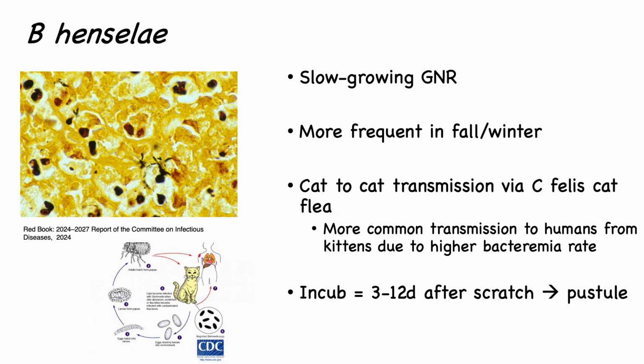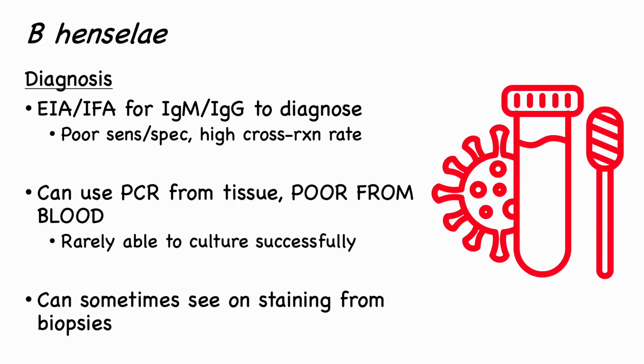From a micro perspective, Bartonella is a slow-growing gram-negative rod, can be difficult to isolate and grow, and it's transmitted to humans by either cats or fleas on cats. Kittens are higher risk for transmission to humans due to higher bacteremia rates. As mentioned before, once scratched, it usually takes 1 or 2 weeks to see symptoms.